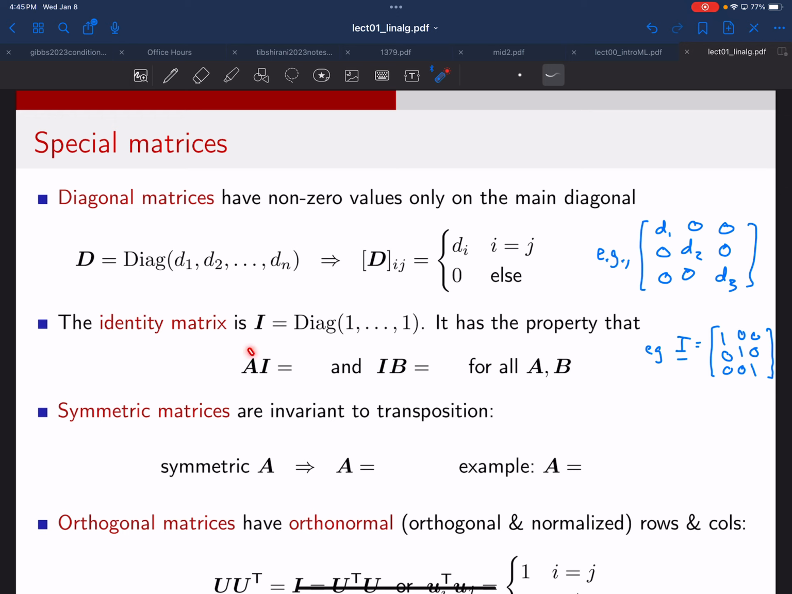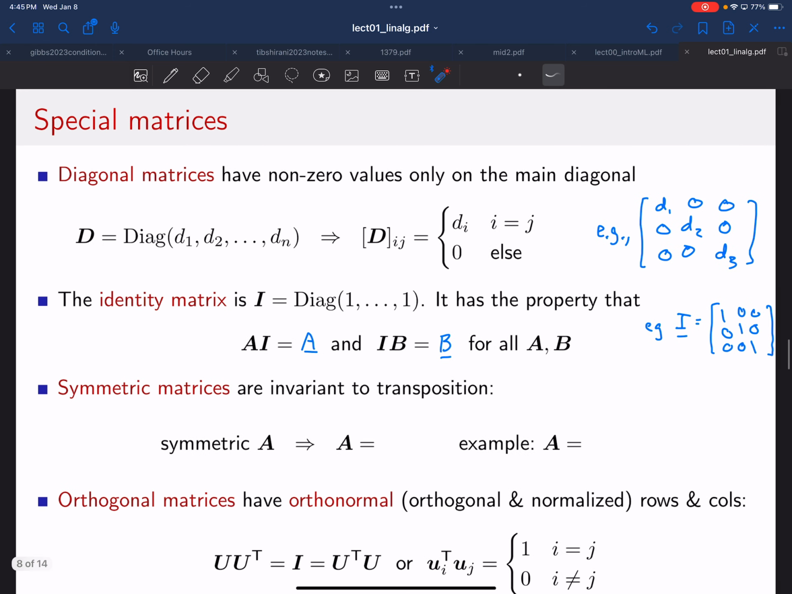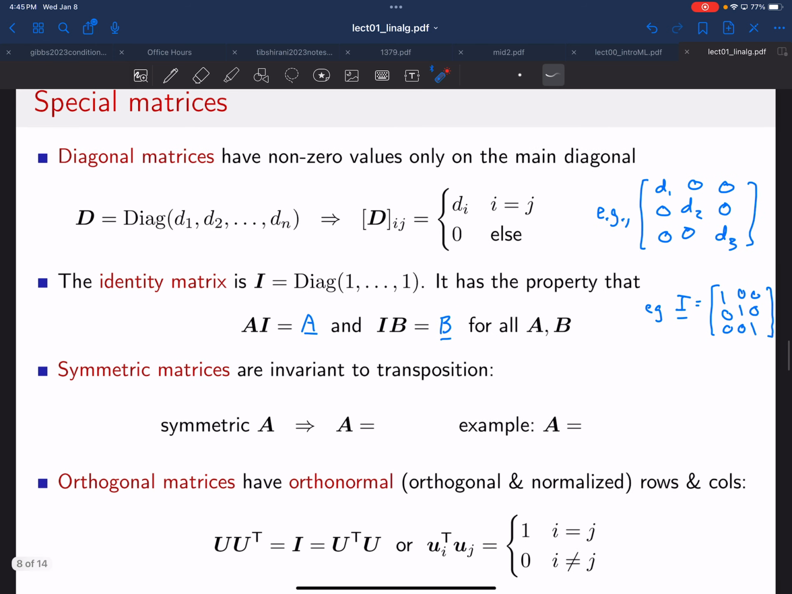So if I have a matrix A and I multiply on the right by identity, I just get A. If I have a matrix B and I multiply on the left by identity, I just get the matrix B. And that happens for every A and B. In writing these equations, I'm assuming that the size of the identity matches, is appropriate for the multiplication we're doing. Okay, so that's a diagonal matrix, identity matrix.